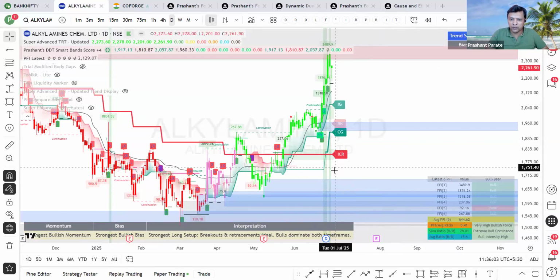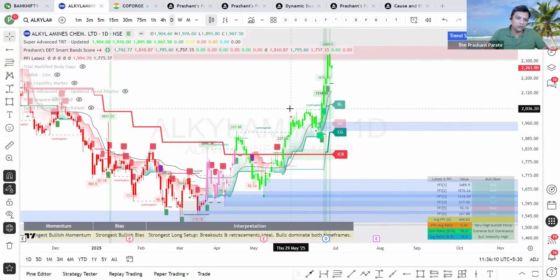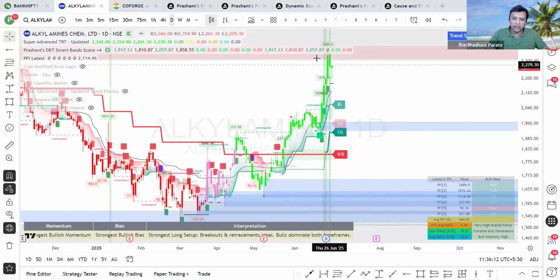So after this, continuation of expansion is less likely. There are three back-to-back very high PFI candles. So bias is still strongly bullish, but it may come down and then it can go up. I will not buy at this level for any reason.